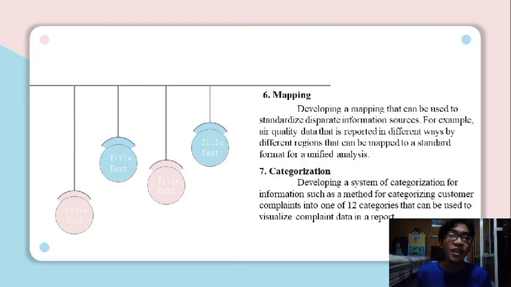Sixth, mapping: developing a mapping that can be used to standardize disparate information sources. For example, air quality data that is reported in different ways by different regions can be mapped to a standard format for a unified analysis. Seventh, categorization: developing a system of categorization for information, such as a method for categorizing customer complaints into one of 12 categories that can be used to visualize complaint data in a report.